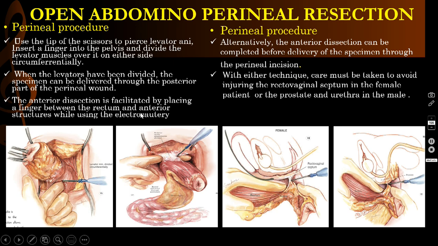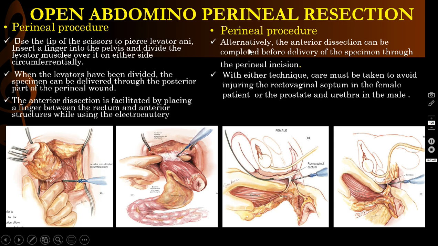The anterior dissection is facilitated now by placing a finger between the rectum and anterior structures while using an electrocautery. This is what you are seeing here. You can place your finger like this, and then you can cut this fascial attachment using a cautery. This is what you can do.